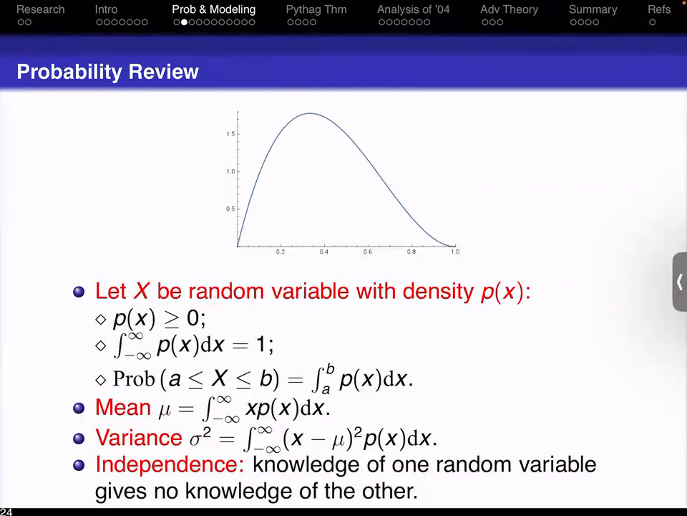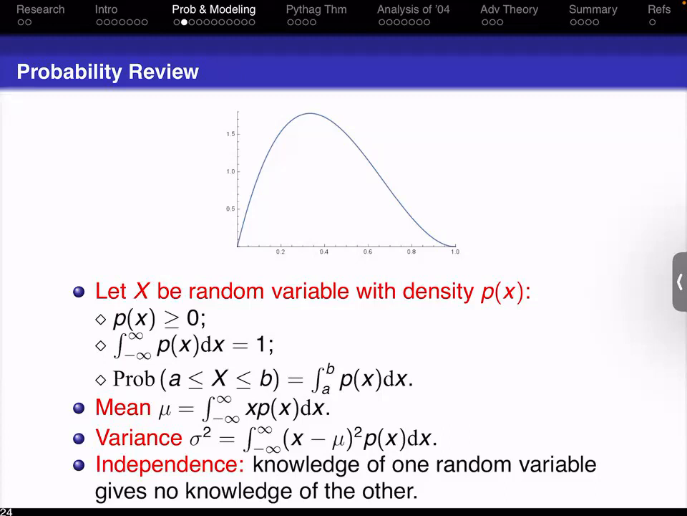Independence means knowledge of one random variable gives no knowledge of the other. Do you think that whether or not I give a good lecture today is going to impact the Red Sox game that starts at 11? Probably not. It may impact whether or not certain people decide to come to Williams. Yeah, there could be some dependence for that.